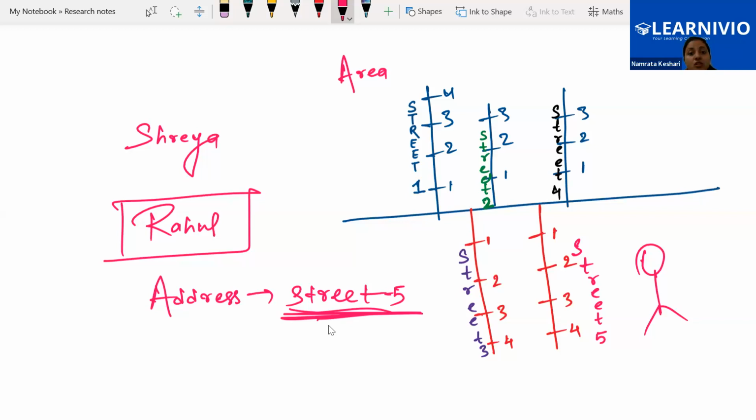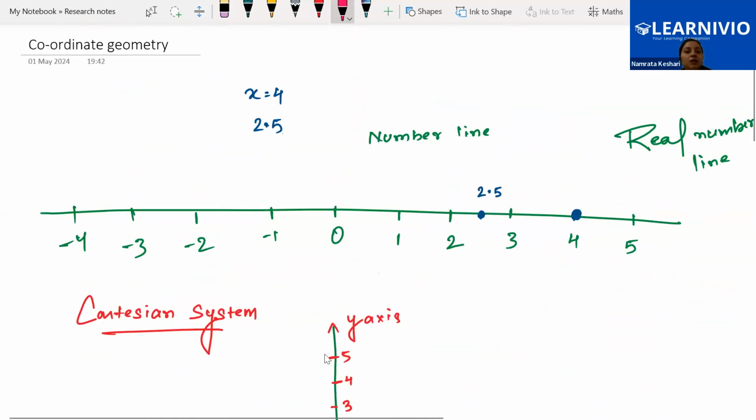Rahul needs to mention that he lives in street 5 and the exact house number, be it house number 1, 2, 3, or 4. So along with the street number, he needs to mention the house number also. Similarly, when we had just one number line, it was fine, we gave only one address, that is 4, or maybe 4.5, or 2, or 1/2. These are the numbers which we want to locate.